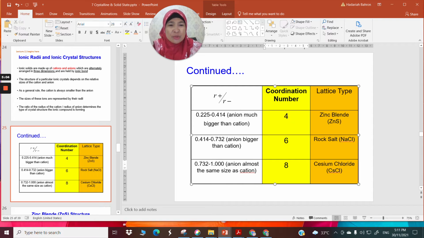I'm going to describe to you what this coordination number means. So when your anion is much bigger than your cation, you get zinc blende, or ZnS. When your anion is almost the same size as your cation, you get the structure of cesium chloride, CsCl. But in between those two, you are going to get the structure of rock salt, or sodium chloride.